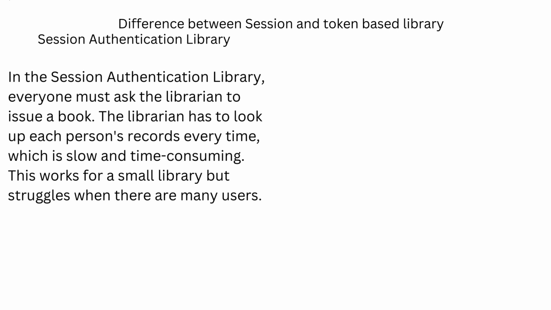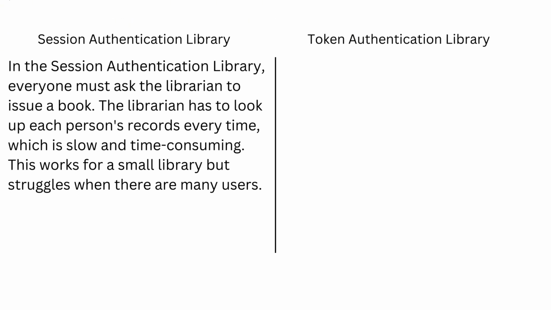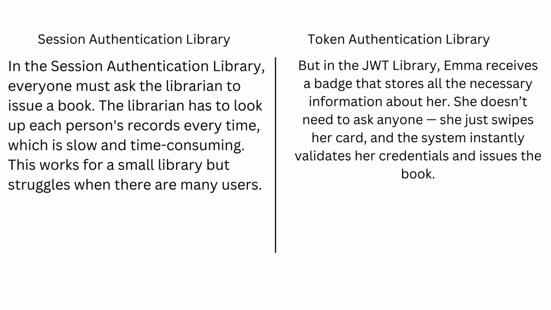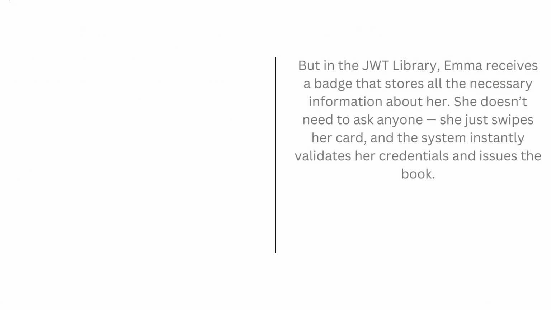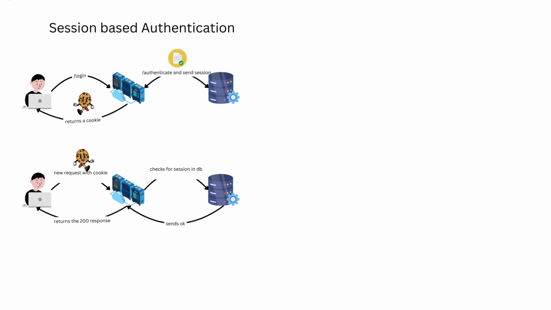In contrast, at the JWT library, Emma is given a badge that contains all the information needed to borrow books. She doesn't need to wait or ask anyone. She just swipes her card, and the system instantly validates her credentials and processes her request. This illustrates the key difference between session-based authentication and token-based authentication.